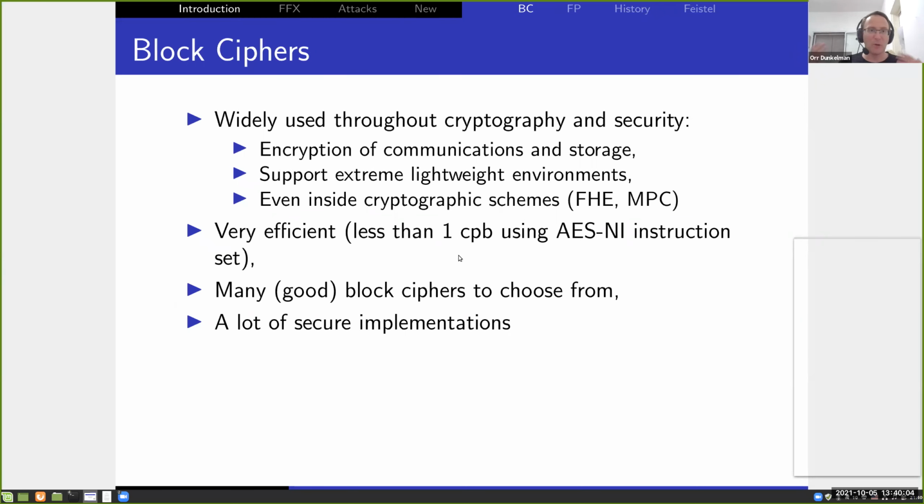So, as you probably know, block ciphers have been studied since the 70s. They are widely used throughout cryptography and security. I mean, this lecture is being encrypted using a block cipher in some mode of operation. So it is used anytime you communicate, anytime you store things, even in very lightweight environments. Today we can do encryption for NFC devices. We have encryption algorithms that go down to 400 gate equivalents, 500 gate equivalents, and give you very high security. Things like KATAN, PRINTcipher or PRESENT exist.